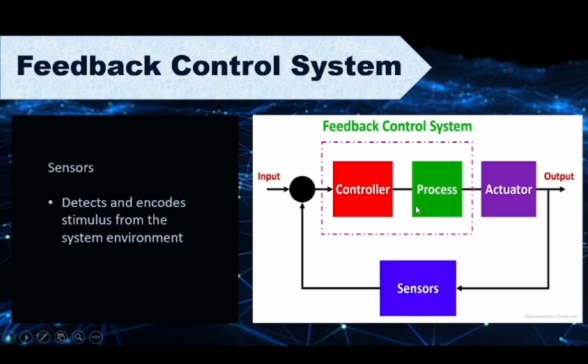So the sensor detects and encodes stimulus from the system environment. As I see it, the sensor is just like the human eyes or ears of a system. It is the component that can detect and measure physical quantities such as temperature, pressure, light, motion, or proximity. The data detected by the sensor will be converted from physical inputs into electrical signals. For example, the temperature sensor, or specifically the thermostat, is able to measure and sense the temperature in a room and represent the temperature accordingly. So that's how sensors work.